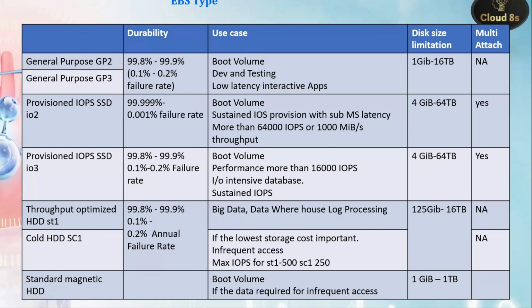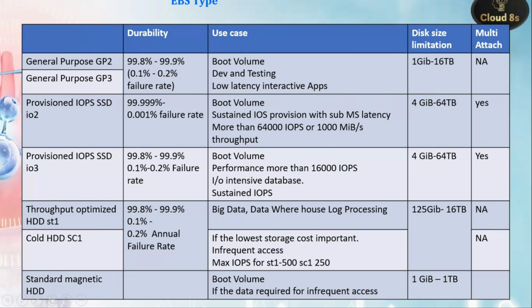Apart from that, for the use cases, if you are going to create an EC2 with a boot volume, this will help us. Apart from that, development and testing environments and low latency interactive applications can use general purpose GP2 and GP3. Along with that, the disk sizes range from 1 GB to 16 TB, so it helps us create multiple EBS volumes or a single EBS volume of up to 16 TB.